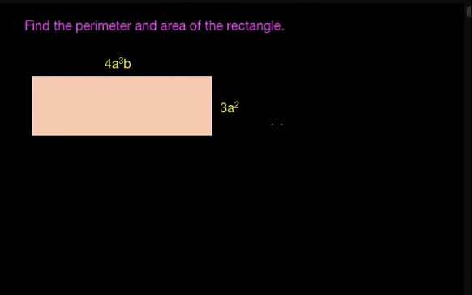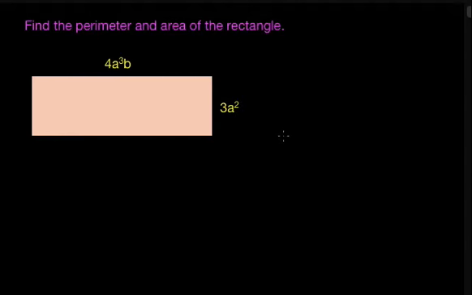Okay, we're going to use the properties we just learned about to solve some real-world type situations. So this first question asks you to find the perimeter and area of the rectangle, and this rectangle has a length of 4a cubed b and a width of 3a squared. So why don't you attempt to find the perimeter and area on your own? Pause the video now.